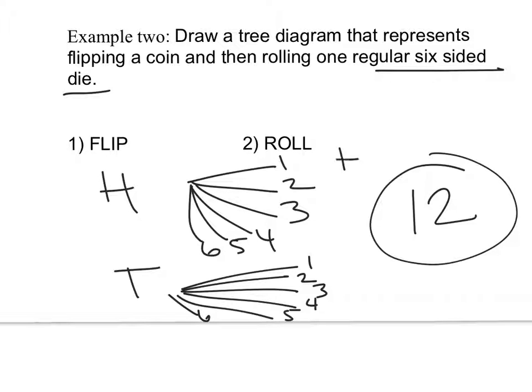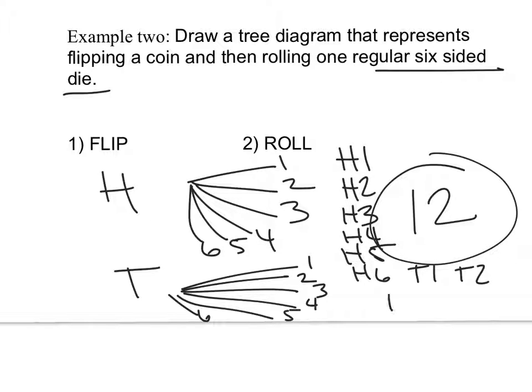Because you could have heads 1, heads roll a 2, H3, H4, sorry about the bell, H5, H6, or T1, T2, T3, T4, T5, or T6.